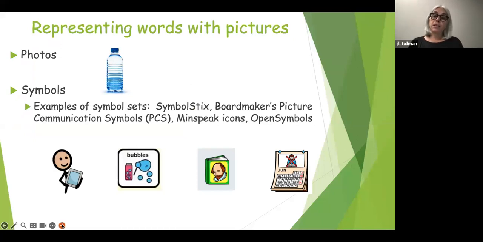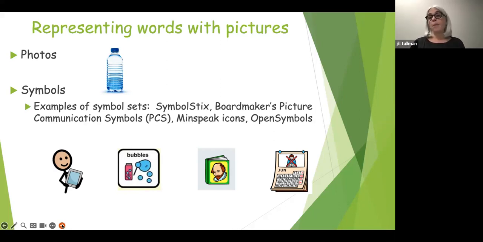When we talk about representing words with pictures, we can use photos and we can use symbols. Some of us are familiar with different symbol sets. We have symbol sticks, we have board makers, picture communication symbols, often called PCS. We have MinSpeak icons, and we have open symbols. I find people tend to be the least familiar with open symbols, and open symbols is a collection of open licensed picture symbols that can be used for communication, for augmentative communication and used on communication displays.